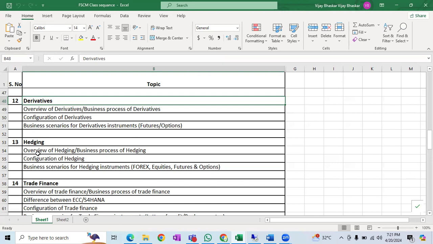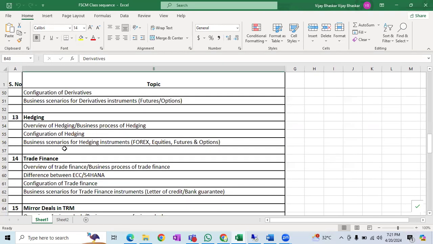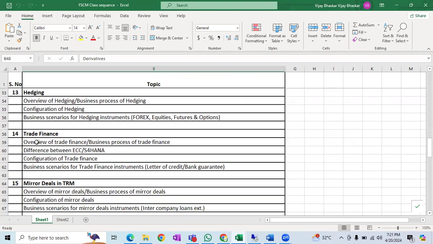So once hedging is completed, the next topic would be trade finance. The moment we have an import and export, how the letter of credit and bank guarantee are associated with this. For this we would require FI integration as well as SD to FI integration. So how will this be associated? How will trade finance be integrated with credit management? That is also one of the important things which we will see.